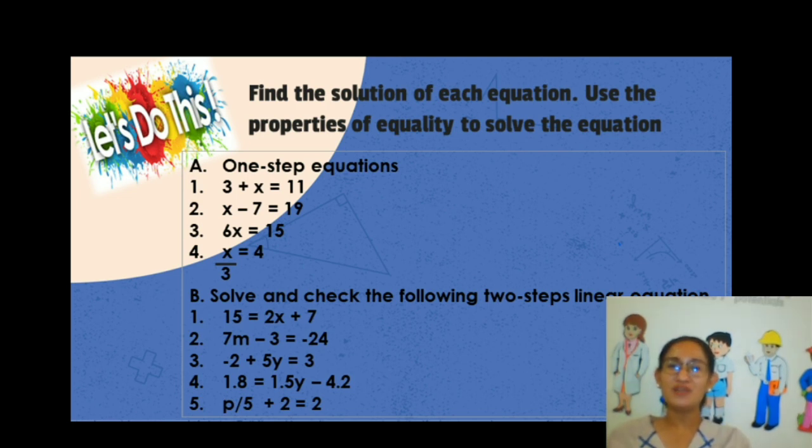Do you have any questions on how to solve one-step and two-step linear equations? If you don't have any questions, let's do this activity. Find the solution of each equation. Use properties of equality to solve the equation. In letter A, you use one-step equations. In letter B, you use two-step linear equations.